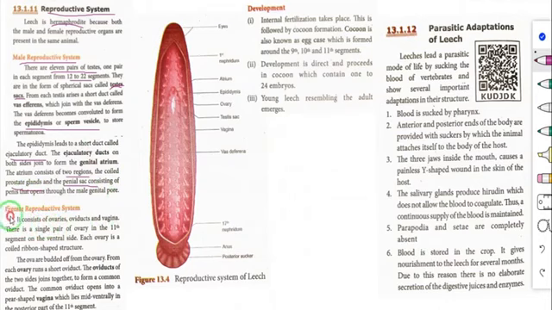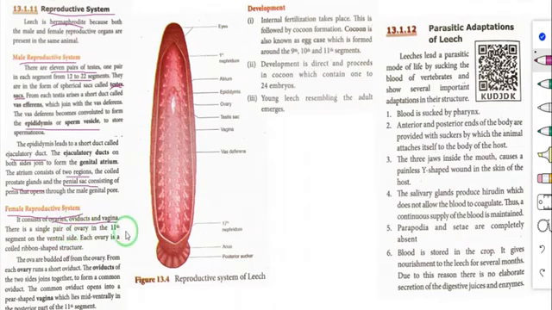The next one is the female reproductive system. So both the reproductive organs are present in the same organism itself. So we can say that is the hermaphrodite. Okay. Then this female reproductive system consists of ovaries, oviducts and the vagina. So what are the three organs present in the female reproductive system?